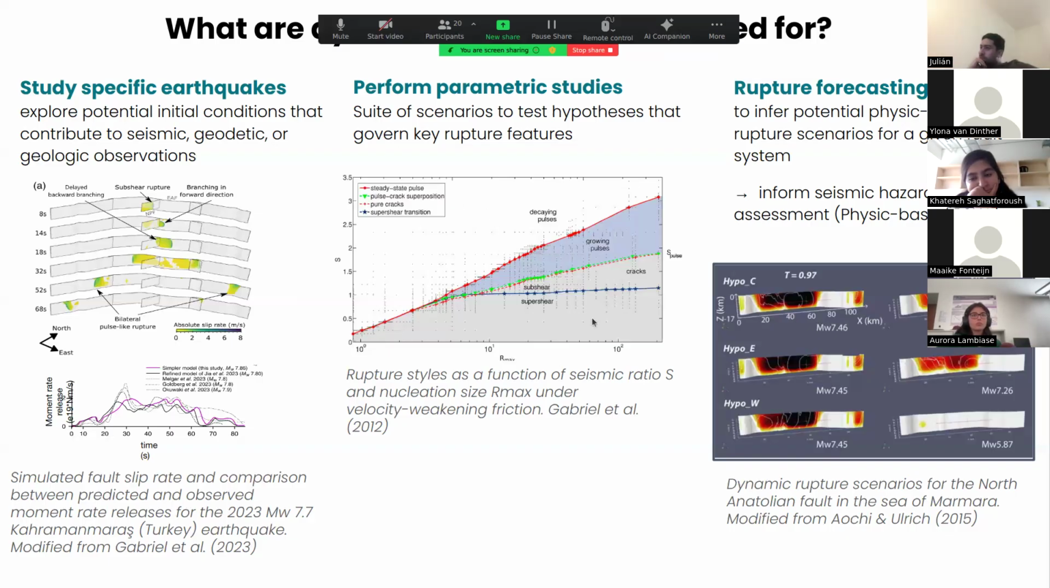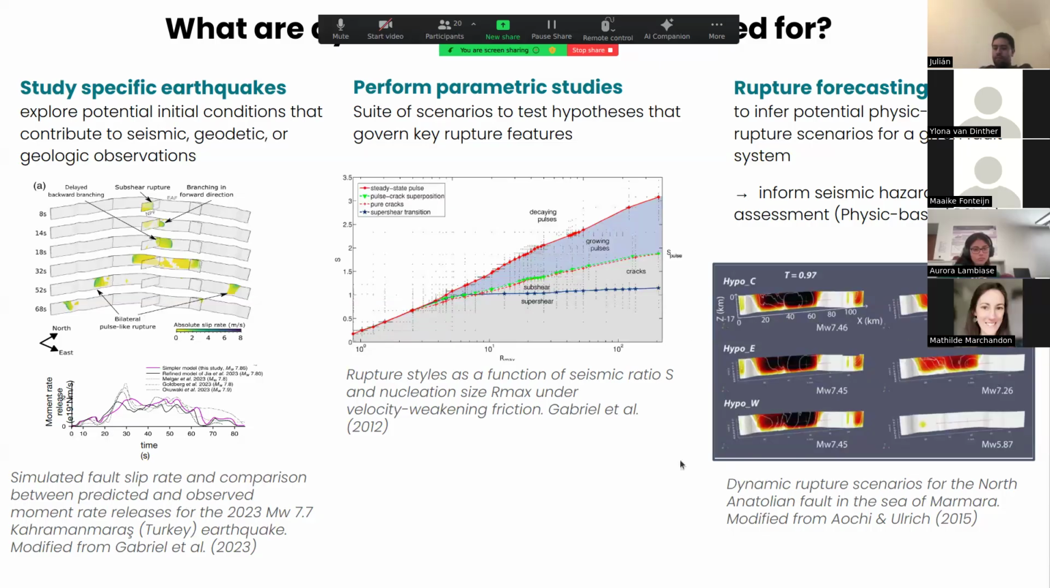So here, for example, this figure shows the rupture style as a function of the seismic ratio and the nucleation size. They show that depending on these two parameters, the rupture can be crack-like or pulse-like, or subshear or supershear. Or you can also use dynamic rupture simulation to infer realistic and physics-based earthquake scenarios for a given fault system. Here, for example, you have dynamic rupture scenarios for the North Anatolian Fault, the segment that is located in the Sea of Marmara. It's from Aochi and Ulrich.